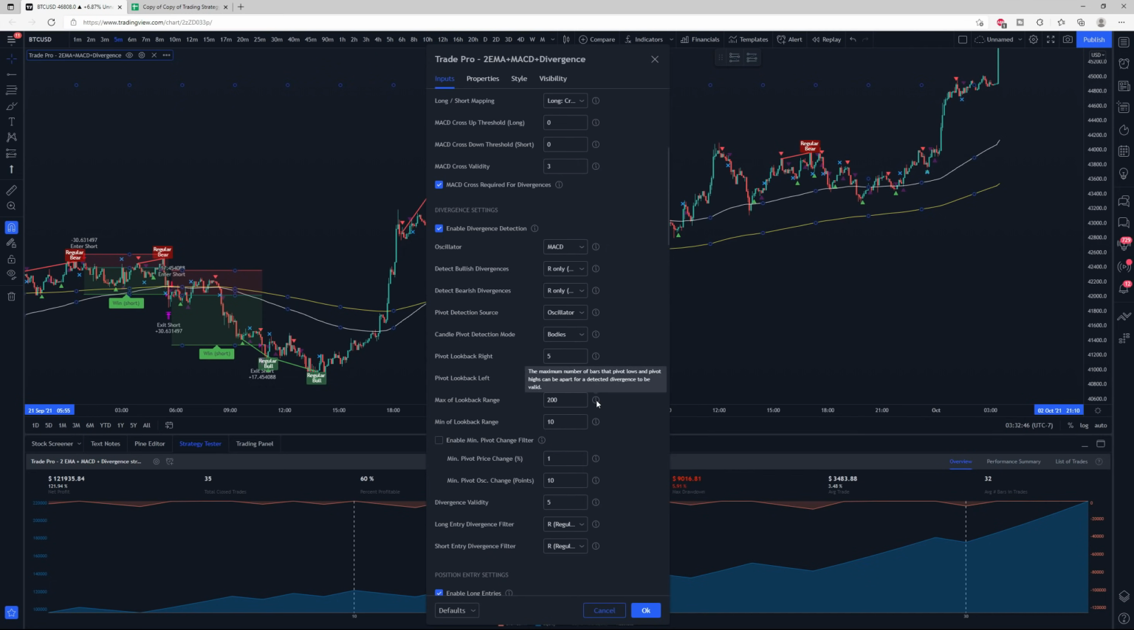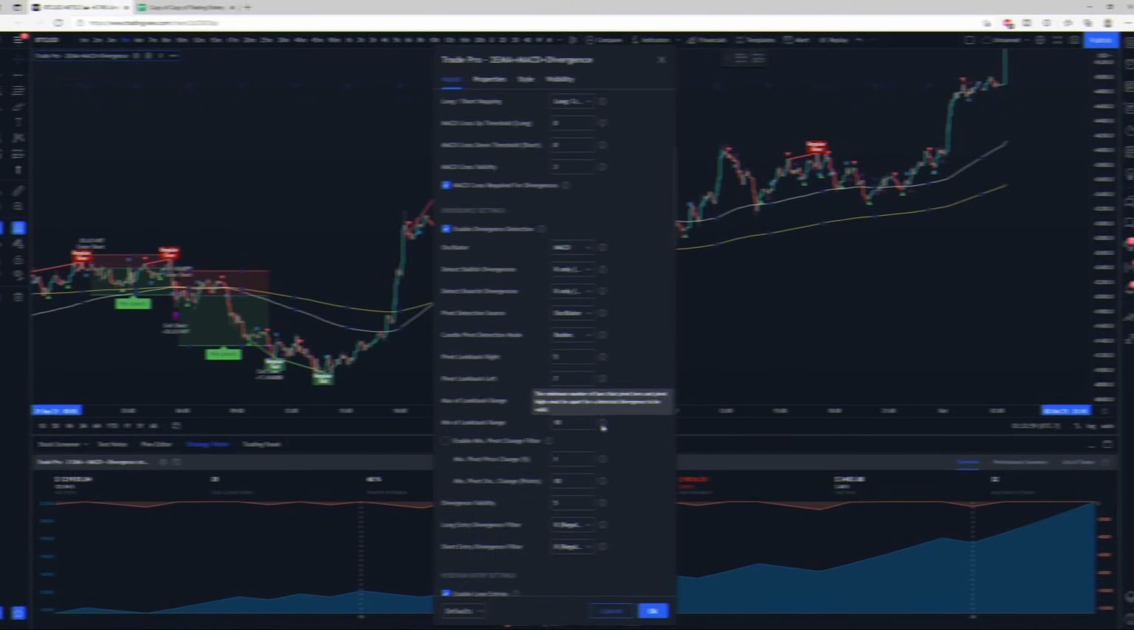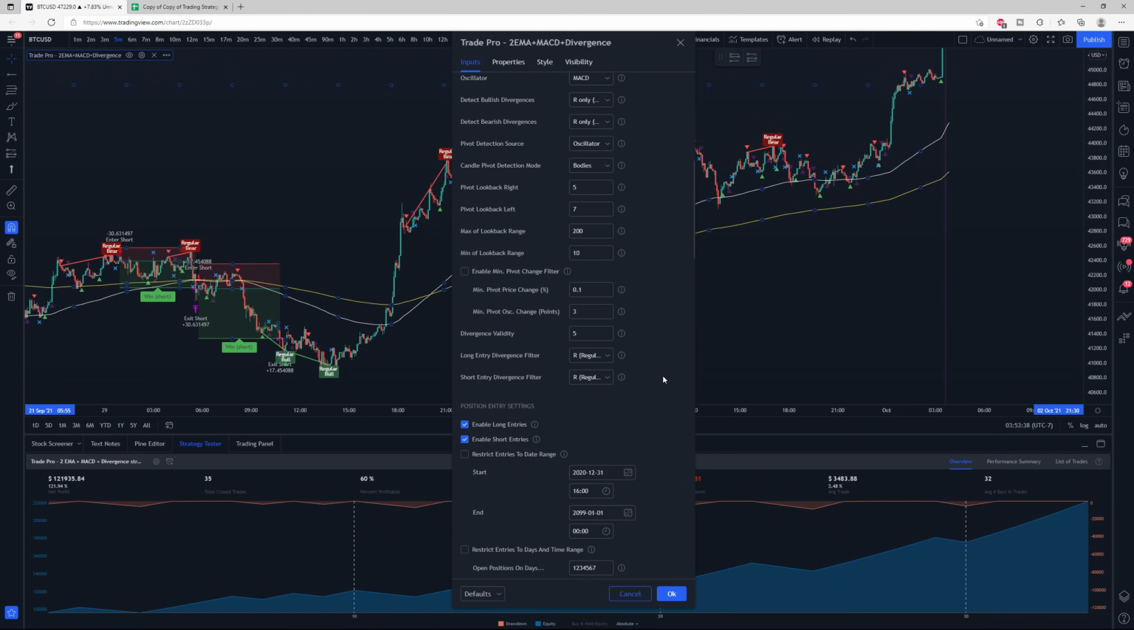This is the maximum number of bars that the pivot lows and pivot highs can be apart for a detected divergence to be valid. And then the minimum look back range, which is the minimum number of bars the pivot lows and pivot highs must be apart for the detected divergence to be valid. Next, we have the pivot change filter, which is here to help the strategy stay out of ranges. So there needs to be a certain amount of movement between the peaks that are being detected.